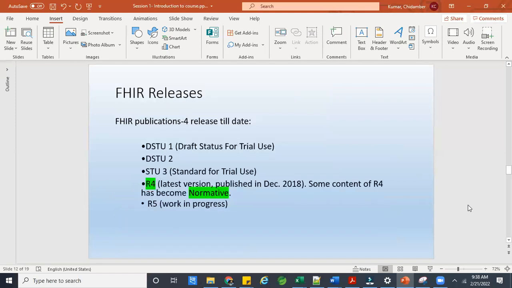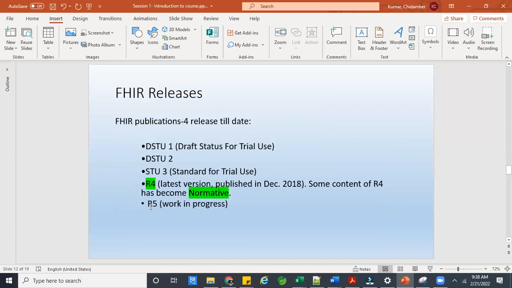So coming to FHIR releases, like every other piece of knowledge, it is built in versions. It is evolving with time. So that's why different versions are released. There are a total of 4 versions released so far. R5 is still in work. It is still a work in progress.